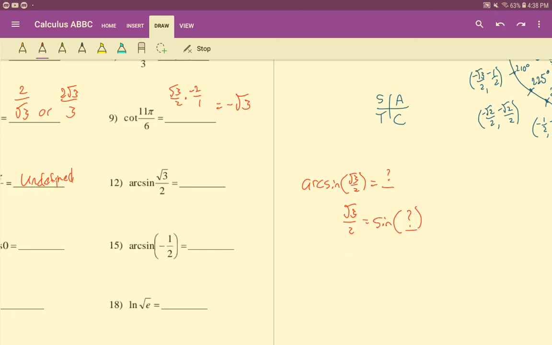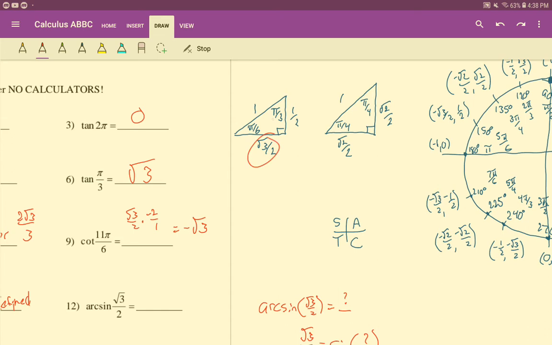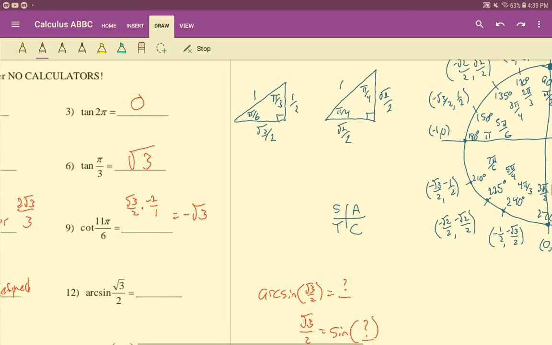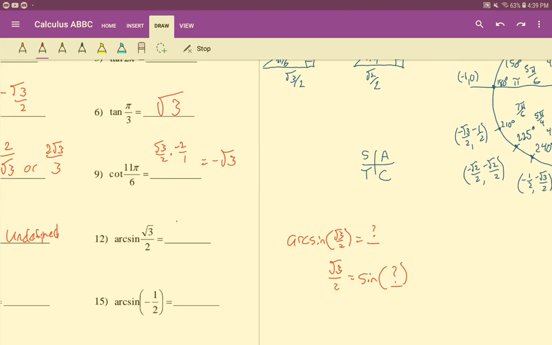So what is that? Well, let's go to our special right triangles up here. So here's root 3 over 2. How do we get that using sine? Well, sine, remember, is opposite over hypotenuse. So this is opposite what angle? Pi over 3. And the hypotenuse would be 1, and that would give us the right measure there. So it's just pi over 3. Okay? There's our answer.